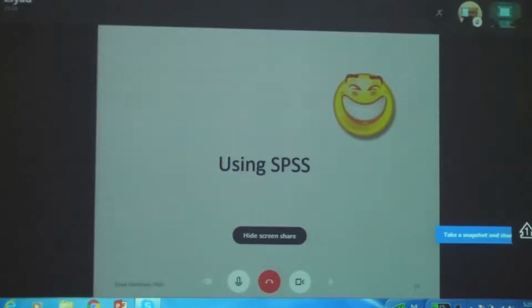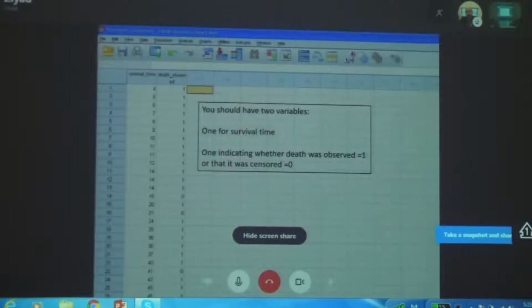Now, we would like to use SPSS to obtain the results. We're not going to do this by hand, of course. This is just the same data I put in SPSS. You can see the outcome is made of 2 things: the time, what's called the survival time, and another variable that is 1 or 0. 1 is if the event was observed, and 0 if the event was not observed, which means censoring.